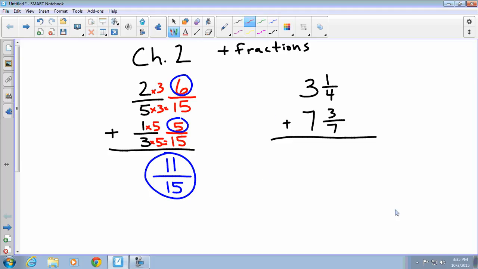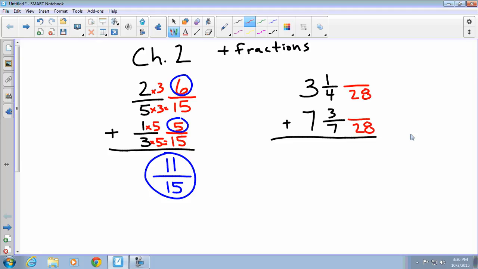The second example is adding a mixed number: 3/4 plus 7 and 3/7. Once again, I have to find that least common denominator, and that's just like the least common multiple. The only reason we're talking about denominator is because we're on the bottom of a fraction. So 7 and 4, the first time they're going to land on each other, it's going to be 28.